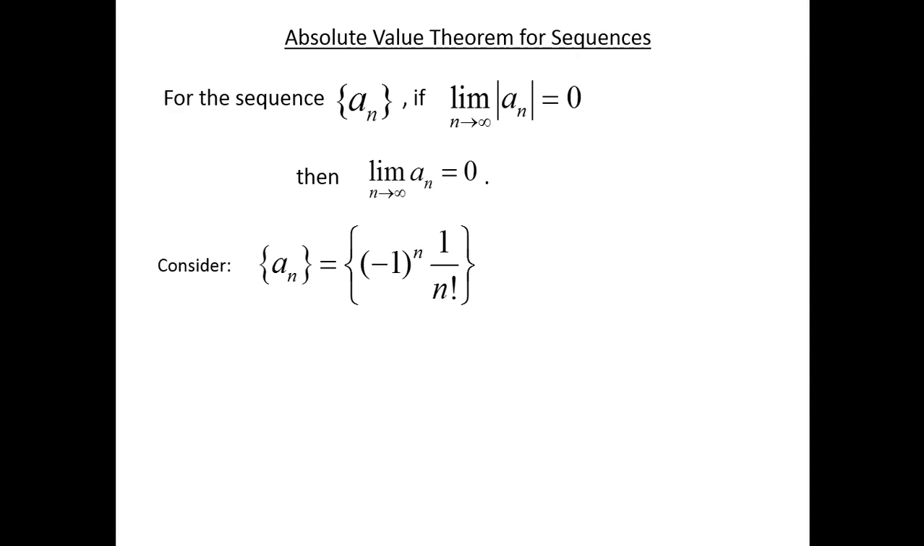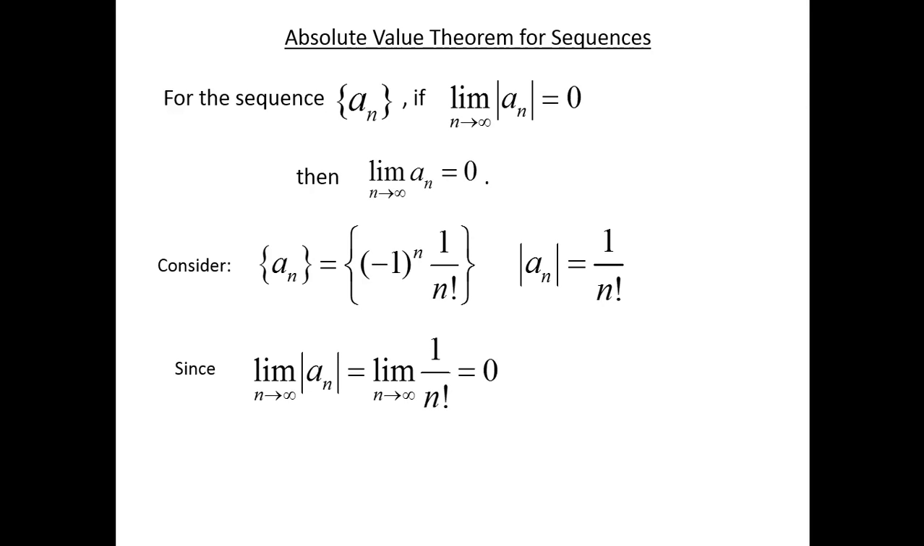Think about what the absolute value of a sub n would be. It would be 1 over n factorial. Take off the alternating part. And if I said to you, take the limit of that absolute value of a sub n, you can see pretty quickly that this goes to 0, because the denominator is going to get really large, which means the fraction is going to get really small.